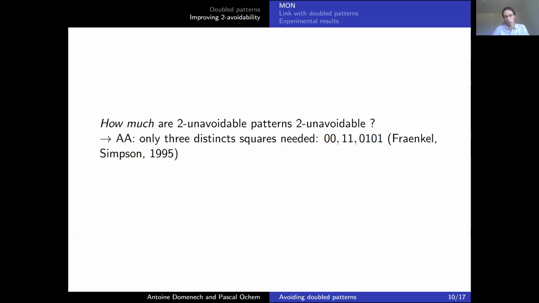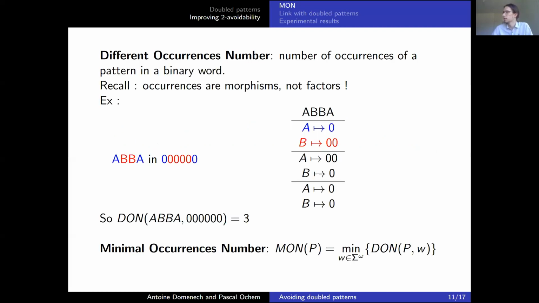So squares are unavoidable. As I said, the biggest word on 2 letters is of size 3. But you can build a binary infinite word with only 3 squares. And that could give us a way to count how much a pattern is avoidable. It's by counting how many occurrences of a pattern you need to build an infinite word. Well, that's exactly the idea of what we defined. So we call this the different occurrence number.